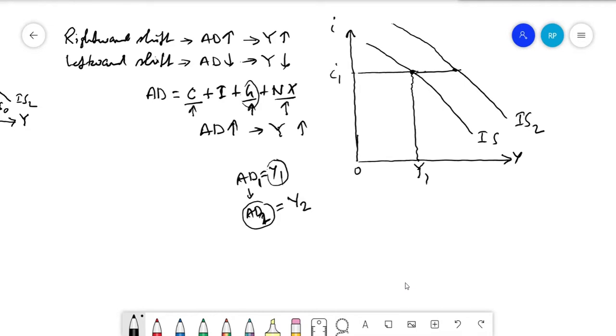It will shift rightward. Why? Because always remember, if one of the components increases, then due to the increase in aggregate demand, your level of production will also increase to bring your market to equilibrium. So equilibrium must be at the higher level of output since your aggregate demand is higher. Similarly, if one of the components is going to decrease, then to bring equilibrium in the commodity market, your production level will also decrease.